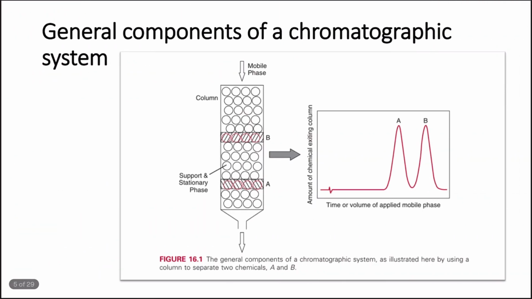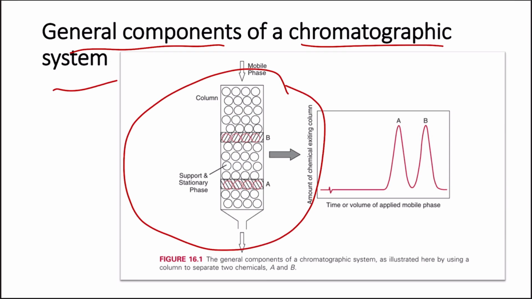Now let's discuss the general components of a chromatographic system. As I already mentioned, this is an example of column chromatography. Here you can see this is an entire column, and the column is packed with several particles. So what do we call this column? This column is actually a packed column. Packed column means a column whose lumen is packed with the support material. This support material will either have the stationary phase coated over it, or the support can itself act as the stationary phase, as shown here.